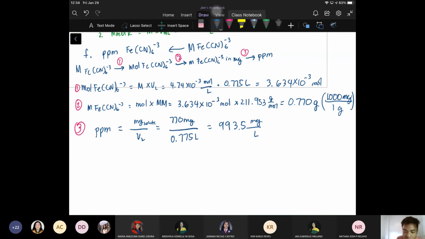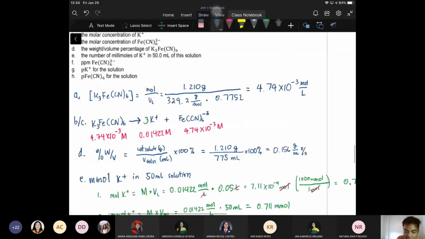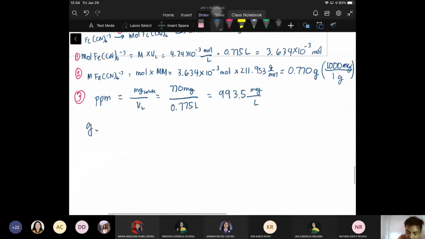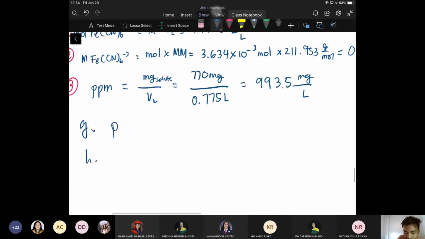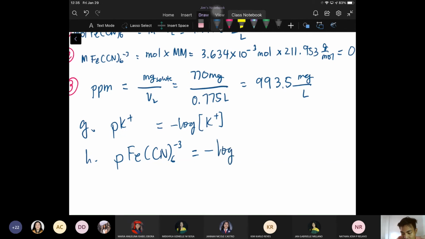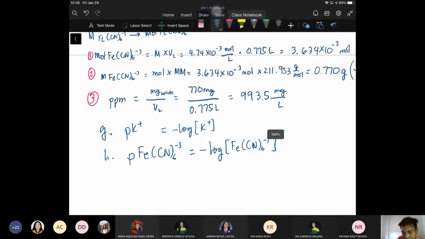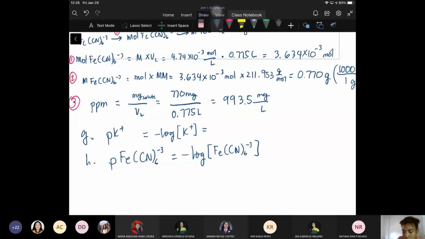Okay? So, last two. So, we have G and H. So for G, we are asked to solve for the pK plus, and for H, we are asked to solve for the pFeCN6. That's p-value. Again, paano yung p-value? Negative log ng concentration ng K+. And for FeCN6, that's negative log concentration of FeCN6 negative 3. Do we know the molar concentrations? Yes, we know. Nasa B and C yan, di ba?